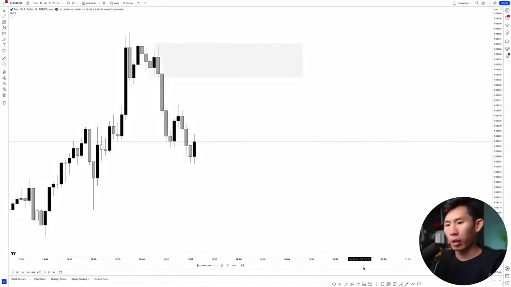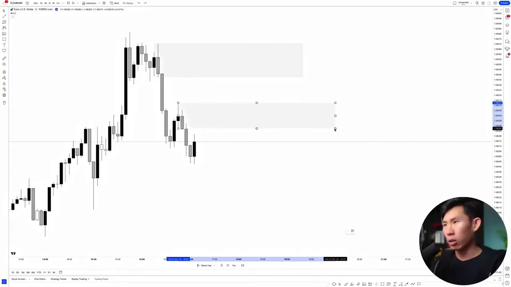But let's look at what we have right here, because we have another order block. There is another order block right there, because once again, there is your sharp and substantial downward movement.